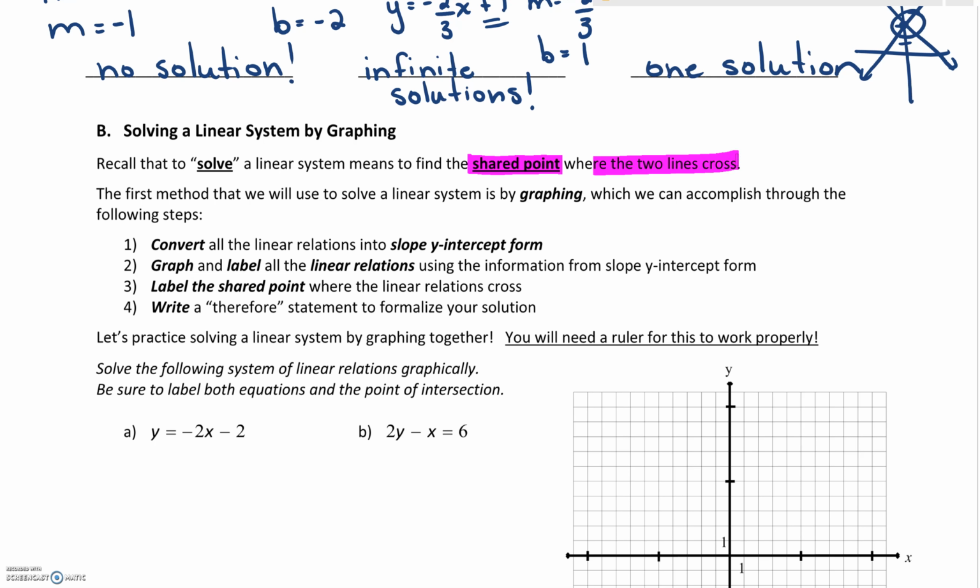There's a couple of methods that we can use to do this, but one of the methods we're going to use is graphing. We can graph anything we want, and we kind of did this yesterday again, by converting all of our linear relations into slope y-intercept form. If you don't remember what that means, it means that y equals mx plus b. Once you've changed it into y equals mx plus b, you want to graph and label all your equations. In this case, there'll only be two, but that's the second step.